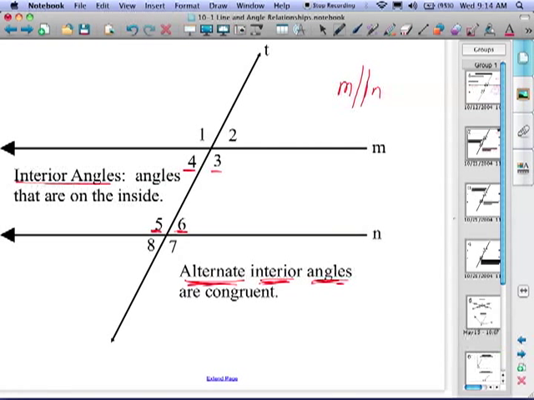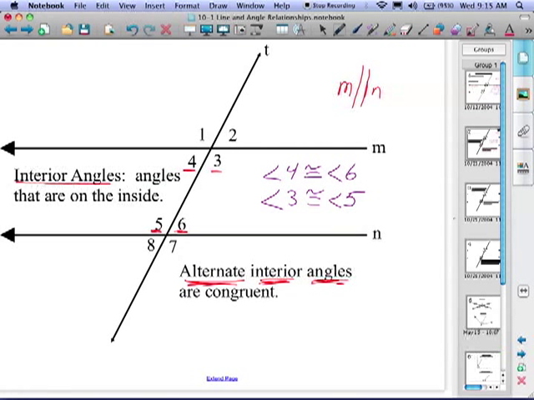Angle 4 is on one side of the transversal. Angle 6 is on the other side of the transversal. So angle 4 is congruent to angle 6. Alternate interior angles are congruent. So we know that 4 and 6 are the same thing. And if 4 and 6 are the same, we can go with angle 3. What is its alternate interior angle? It's going to be angle 5. So we know that 4 and 6 are the same and 3 and 5 are the same.